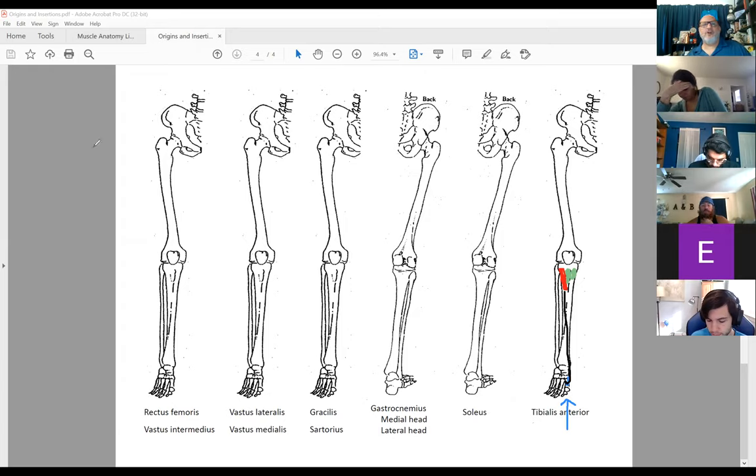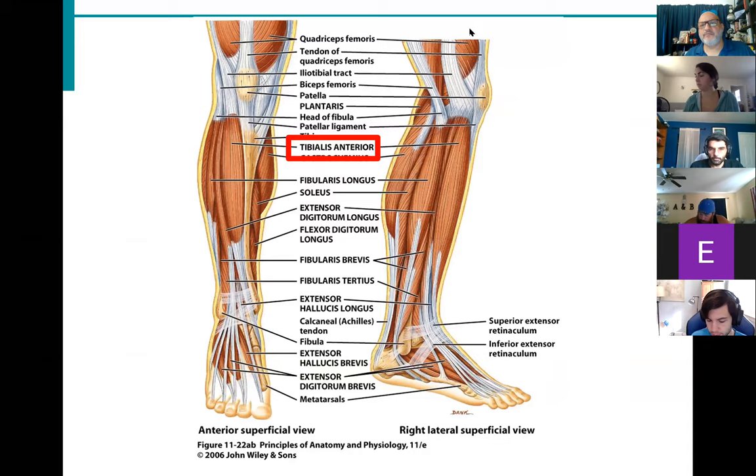We've drawn the origin insertion here, but now that we know what we're looking at, let's go back to the picture. Here, we see, again, not on the tibial tuberosity, not over here lateral, but over here on the lateral condyle of the tibia and the diaphysis, but it comes down medially to the underside of the foot.